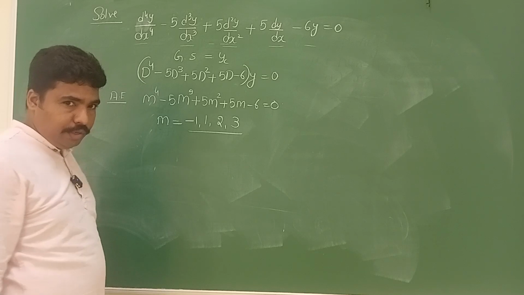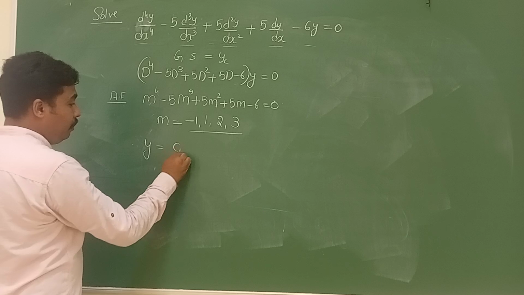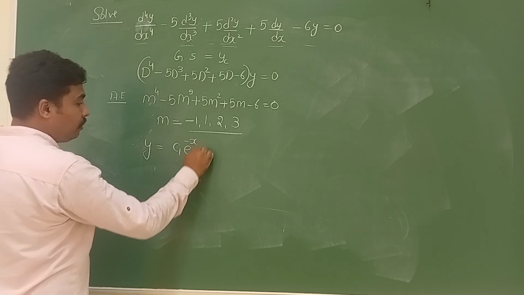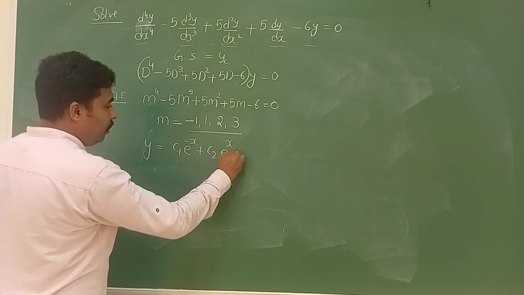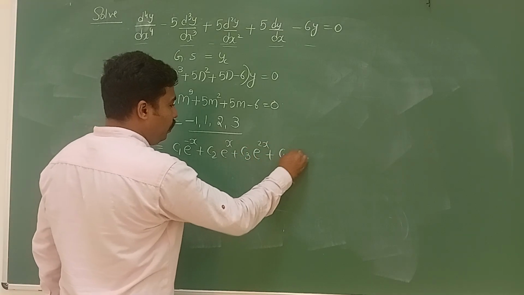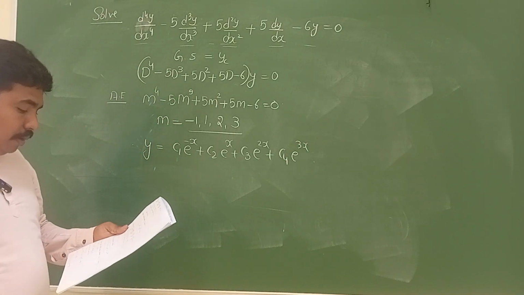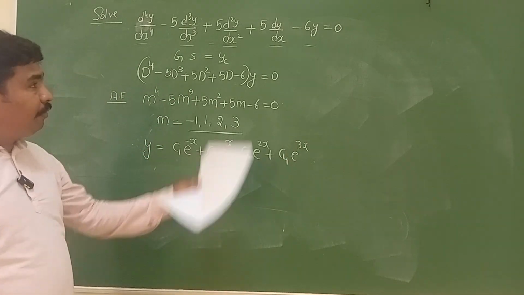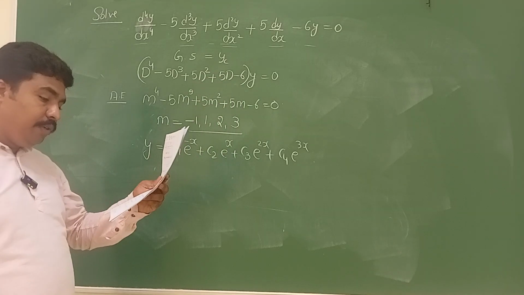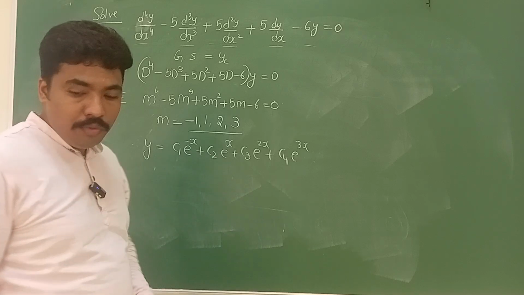Real and distinct roots. Therefore, y equal to c1 e power minus x, plus c2 e power x, plus c3 e power 2x, plus c4 e power 3x. This is how to find the general solution for a homogeneous differential equation. Hope it is clear.